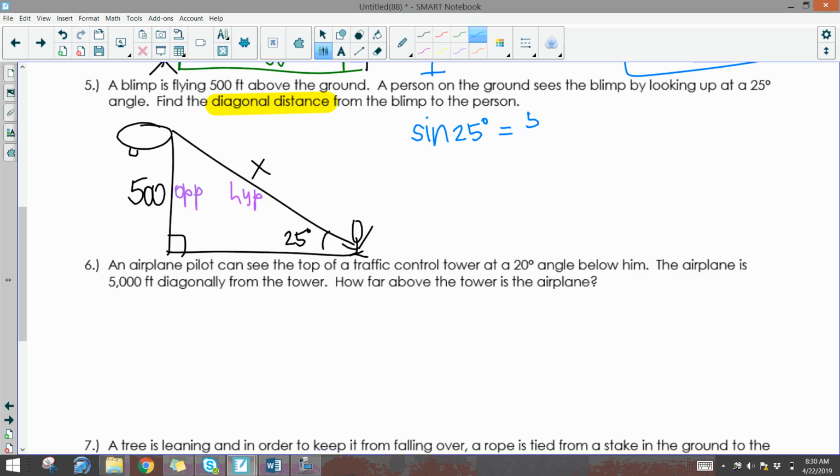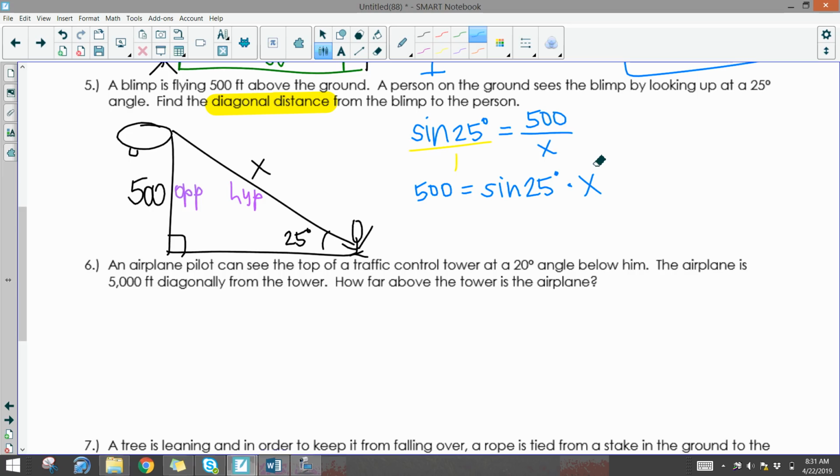equals 500 over x. All right, so this is one of those where you're going to have to throw it over 1 and cross multiply. So we end up with 500 equals sine of 25 times x. And again, you guys, you need to show as much work as you deem necessary. I get to the point where I don't need to show this step, but if you never get to that point, that's okay. Doing the math correctly is obviously the end goal.